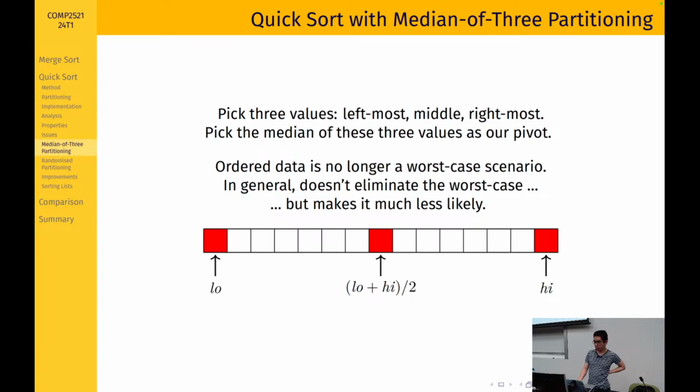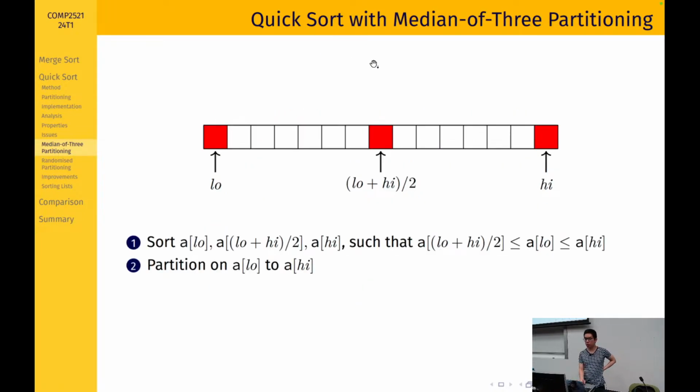So how the median of 3 process works is that you take the leftmost element, rightmost element, and middle element, and you sort them such that the median of those elements is on the left. After you've done that, you can call the partition function, and that's going to take the leftmost element as the pivot, which was the median value that you found. So you sort them such that the median is on the left, and then you partition the array as normal.